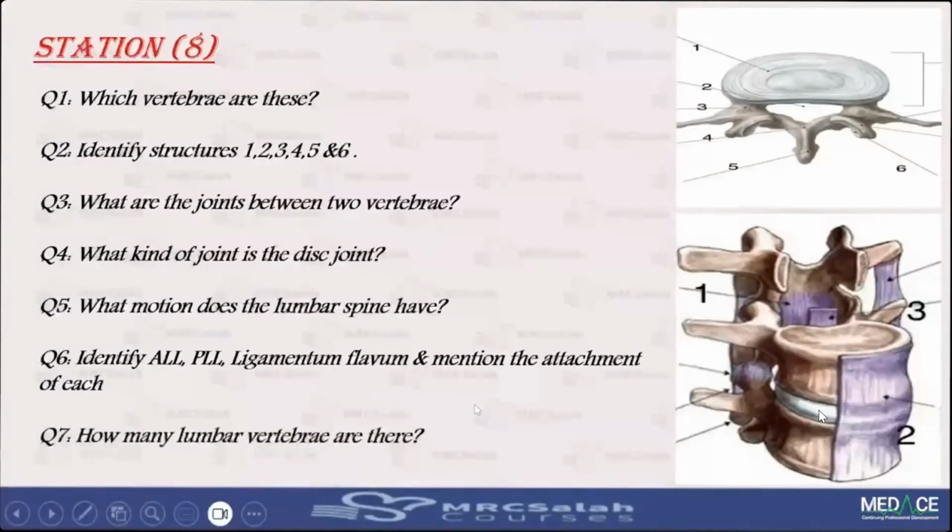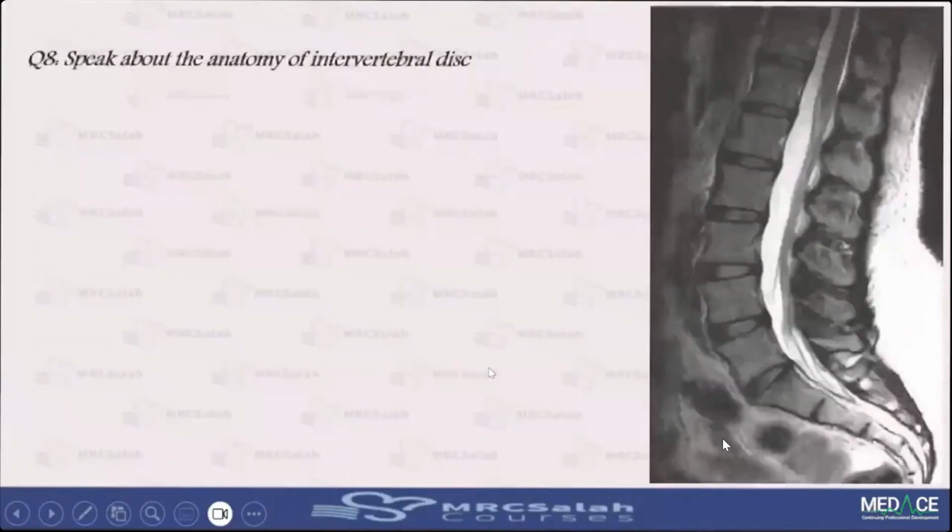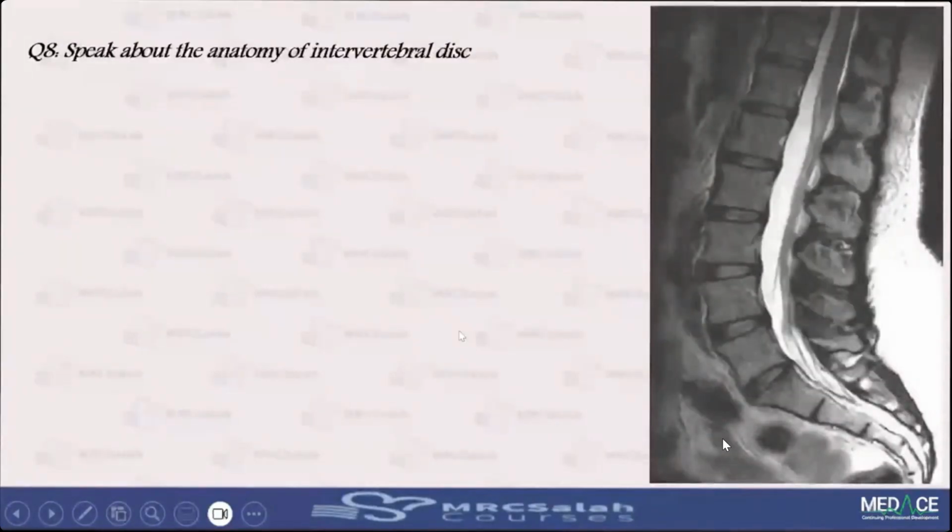Okay. How many lumbar vertebrae are there? We have 5 lumbar vertebrae. All right. What can you say about the anatomy of the intervertebral disc, please? The intervertebral disc is composed of 2 regions. The peripheral one is annulus fibrosus, while the central one is nucleus pulposus, which has a gelatinous property. They work as a shock absorber and pressure absorber between the two vertebral bodies.